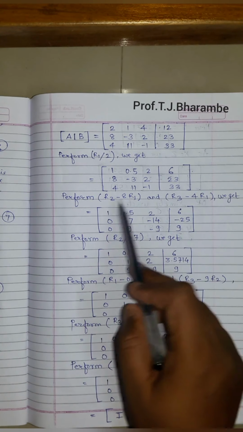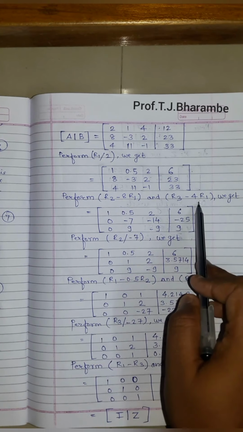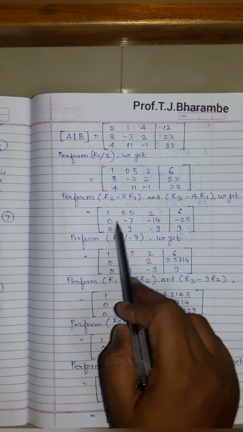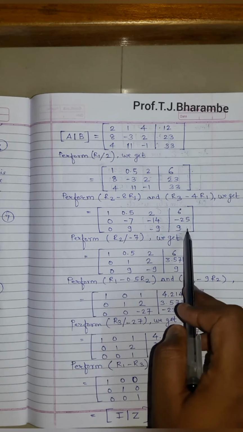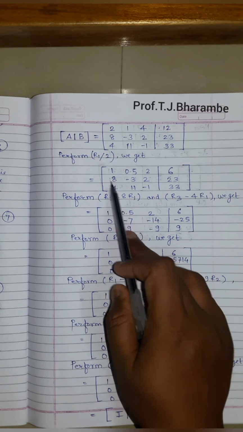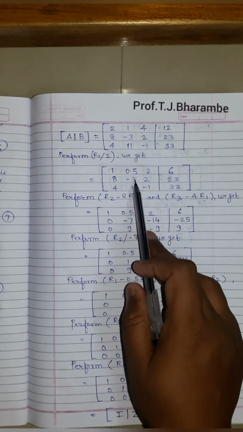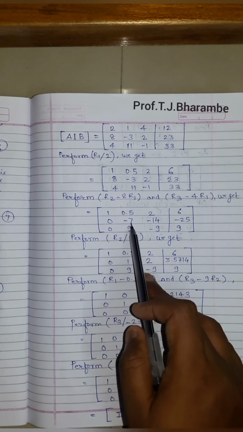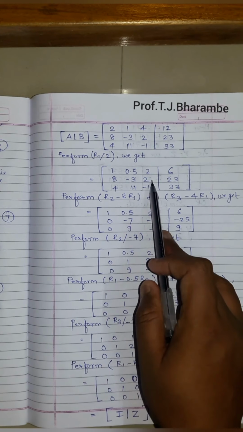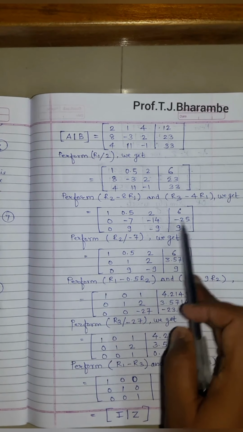So I have applied this row transformation. After applying it, R2 has changed, and R3 has also changed. See here, in R2 the 8 has changed to 0. The minus 3, by applying this row transformation, has become minus 7. The 2 has become minus 14. The 23 has become minus 25.